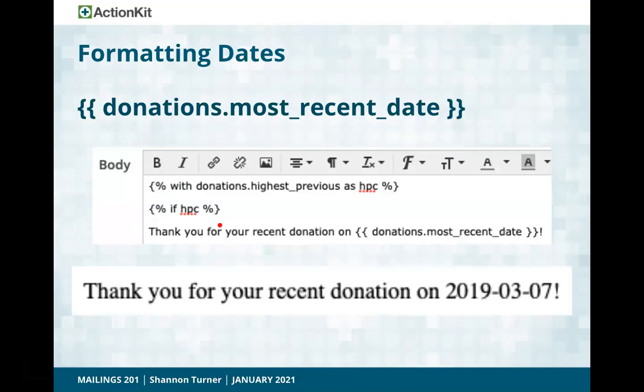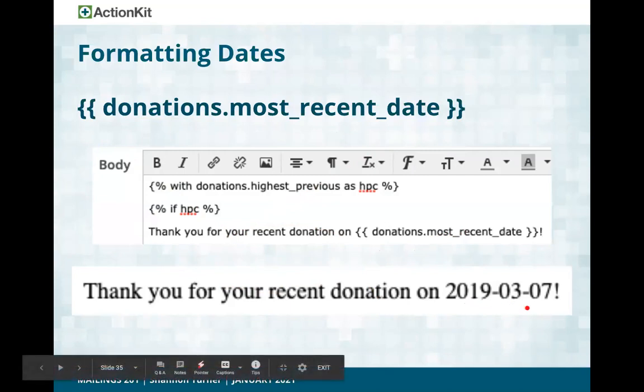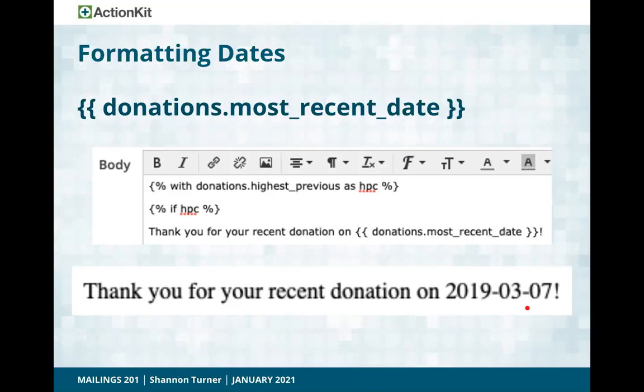So here you can see that we're using the donations.mostrecentdate, which is a slightly different snippet to show the date of this user's most recent contribution. So, thank you for your recent donation on 2019-03-07. And so I guess you can see what I mean about the date looking kind of out of place the way it's formatted. Looks a little weird. People don't really talk like that, even though it would be very unambiguous.